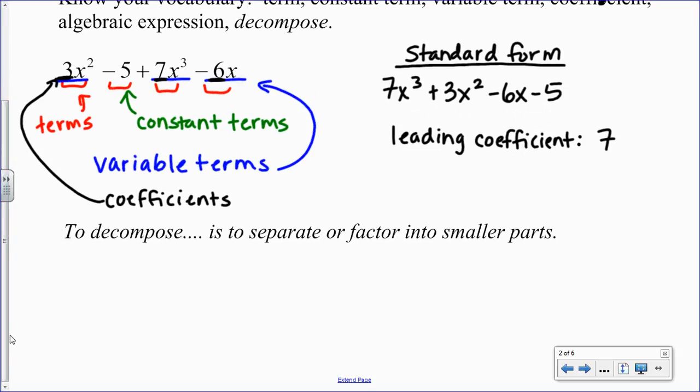Okay, decompose. So that's maybe something you're not as familiar with. It's to break into smaller parts. And that can be helpful sometimes when we are solving, just to manipulate our equations. So for example, plus 2 over 3. So what I want to do is break this into smaller parts. So I'm going to break this into x over 3 plus 2 over 3.